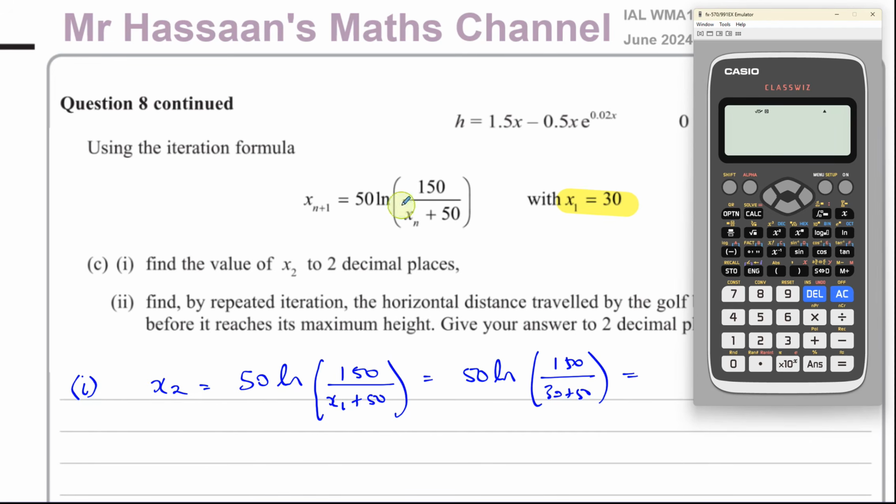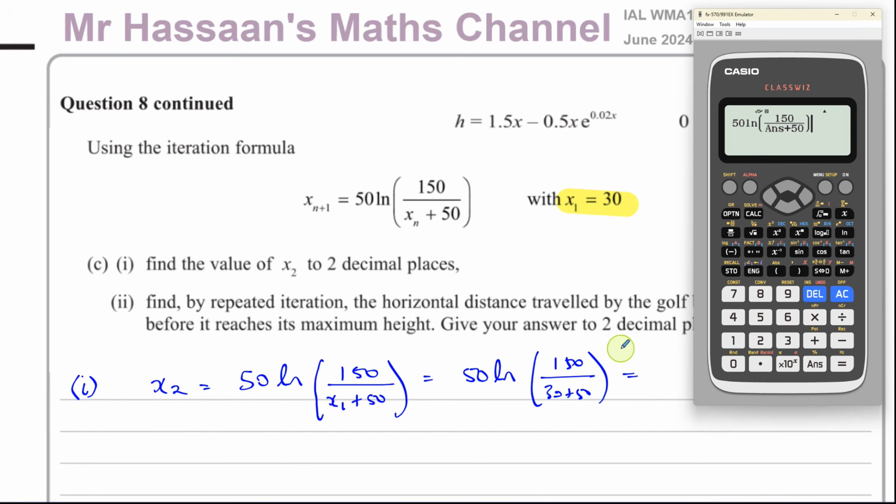So I'm going to set this iterative formula up in a special way so that you don't have to keep typing these values in. The way to do that is to take the initial value of x, which is 30 in this case, and press equals. And then I'm going to set up this iterative formula in the calculator. So I'll say 50 times the ln, and I have my fraction, 150 over. Now, instead of putting 30, I'm going to put Ans, because I pressed 30, then I pressed equals. That means the answer in the calculator right now is 30. And I'm going to put plus 50, and close the bracket.